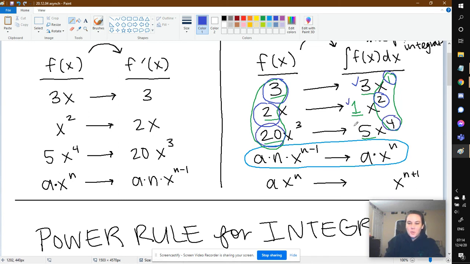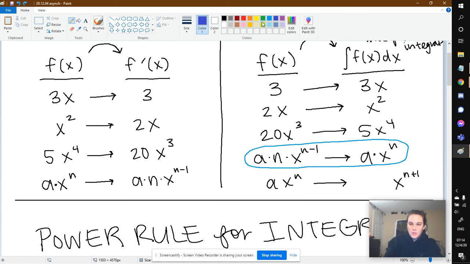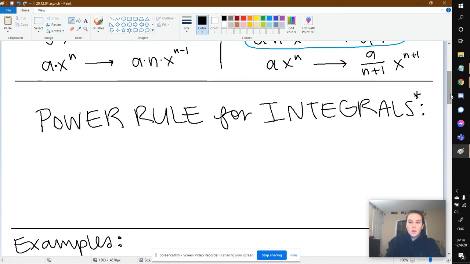20 divided by 4 is 5. So we're expecting, let me take all this off because notes will look better. So we're expecting this to be this number divided by this number. So a divided by n plus 1. The original coefficient divided by your new exponent. And this is going to be our power rule for integrals.